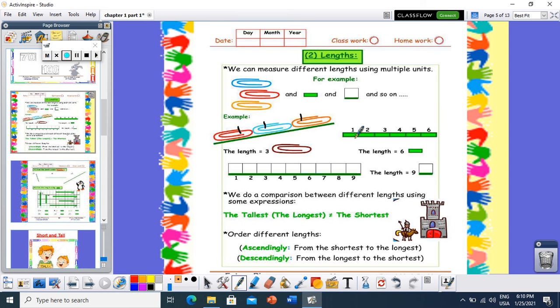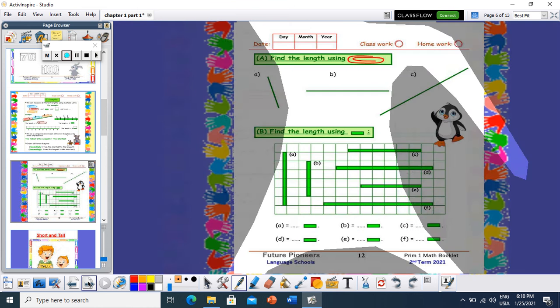How many green rectangle units to measure the length of this straight line? Count with me. 1, 2, 3, 4, 5, 6. So the measure length of this straight line is 6 units with the rectangle. So the measure length is 6 units. So now let's move to examples to be more clear.